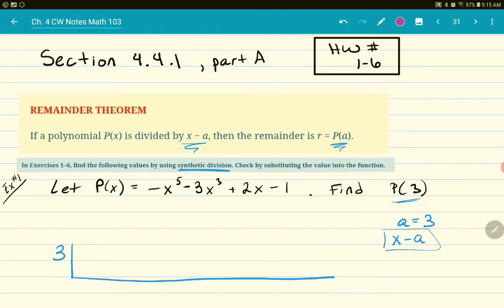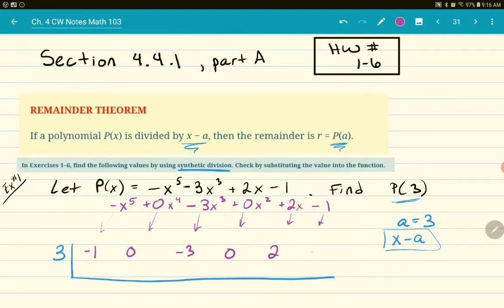So I should have negative x to the 5th. There is no 4th term listed, which means I need to use a placeholder. And then we have x cubed. There is no x squared, so I need a placeholder. And there's my x to the 1st and my constant. Now my coefficients come down into my synthetic division table: a -1, then a 0, and a -3, 0, 2, and -1.